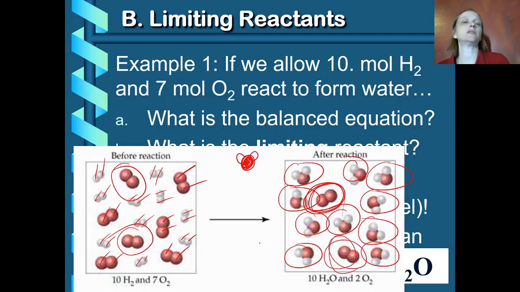But what I want you to notice here is we ran out of hydrogen first. Therefore, hydrogen was our limiting reactant. Which reactant was in excess? It was this oxygen that we had left over.